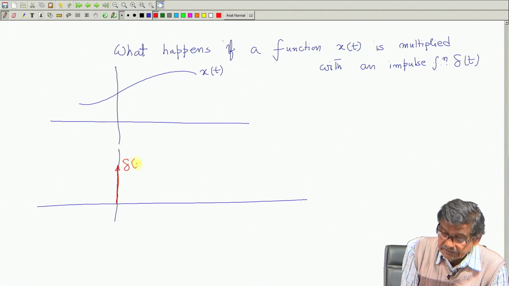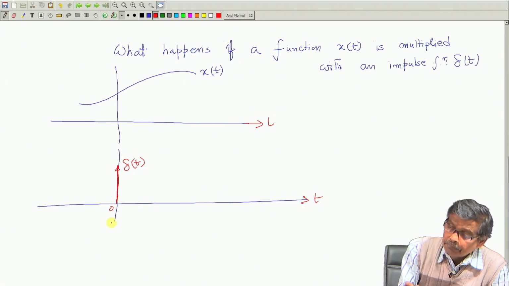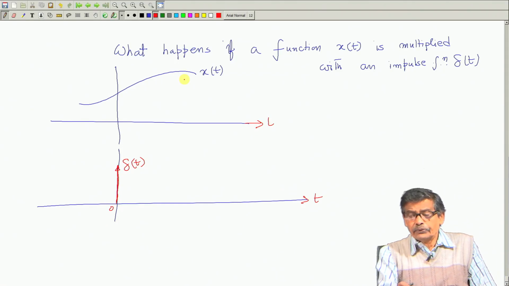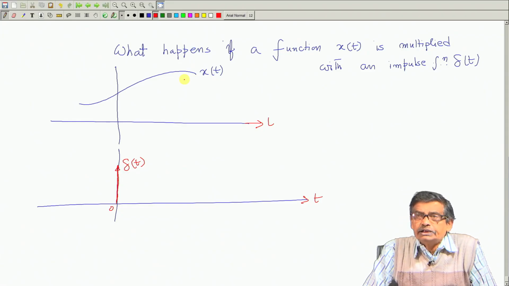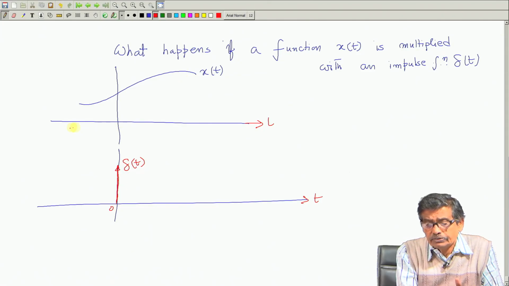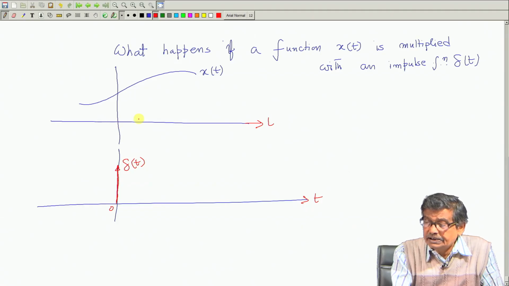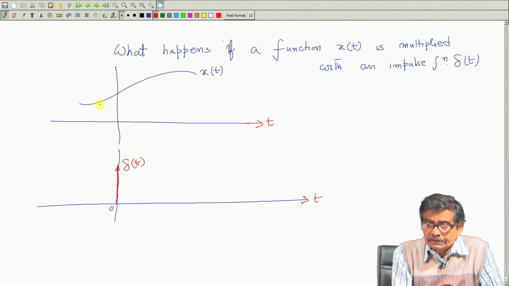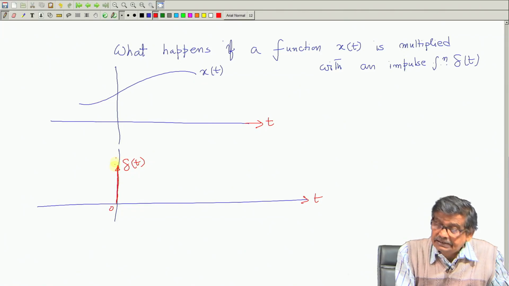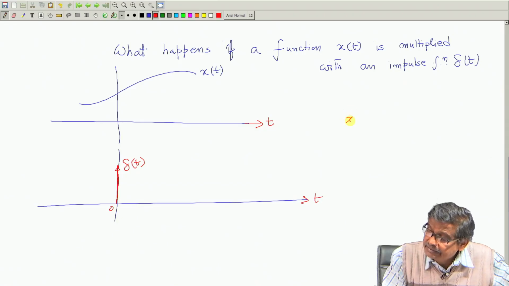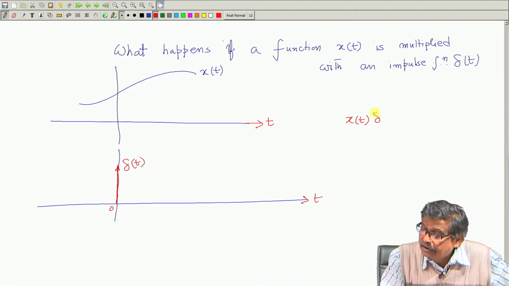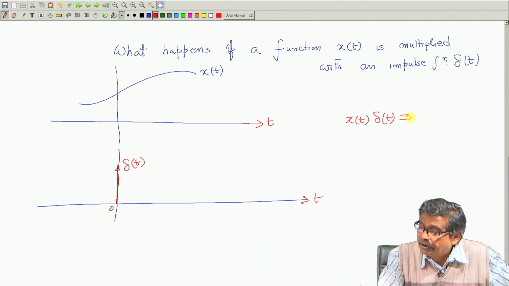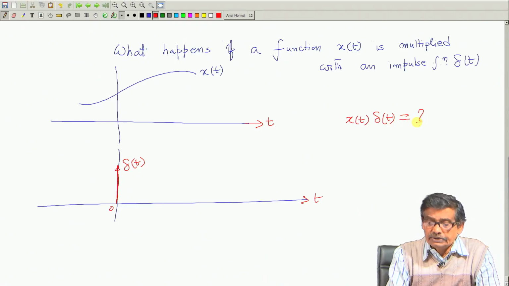So, delta(t) not shifted, at origin. These axes are time axis. So, I multiply x(t) with delta(t). We have seen that if x(t) is multiplied with u(t), for t negative, whatever value of x(t) was there was discarded. And if I multiply this with delta(t), x(t) into delta(t), what do I get? That is the question we are asking.